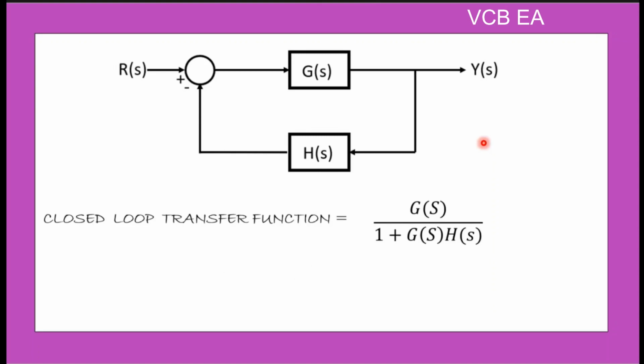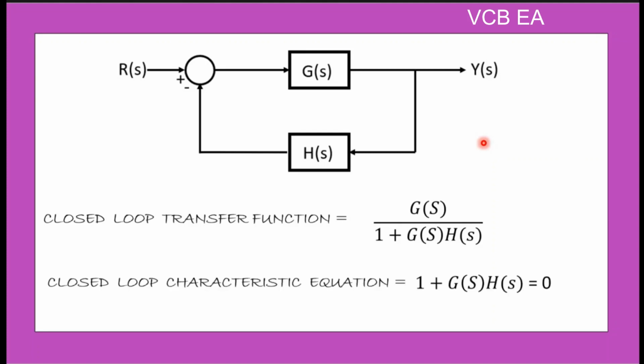Let us now discuss what is the closed loop transfer function of this system. The closed loop transfer function of this kind of negative feedback system is G of S divided by 1 plus G of S H of S. This closed loop transfer function can be easily derived by applying some basic rules of block diagram algebra. Closed loop characteristic equation is nothing but equating the denominator of closed loop transfer function to 0, and the closed loop characteristic equation of this system is 1 plus G of S H of S equal to 0. The open loop transfer function of this system is G of S H of S.